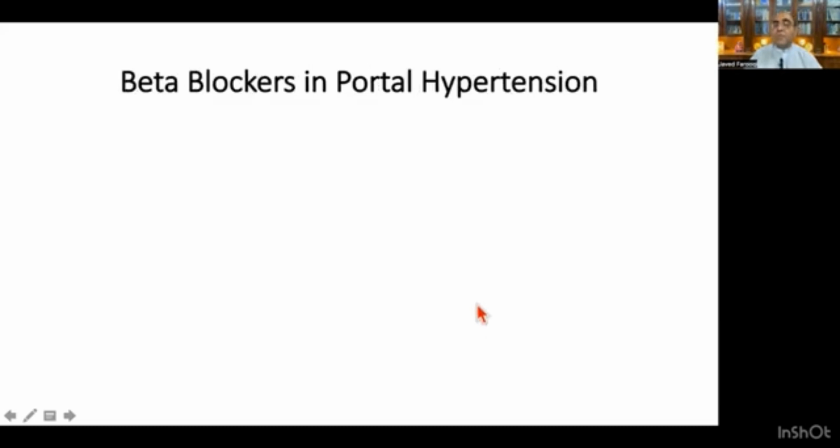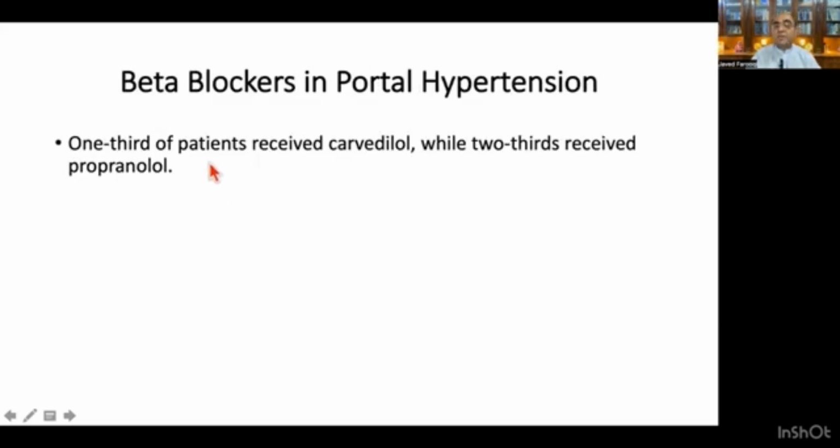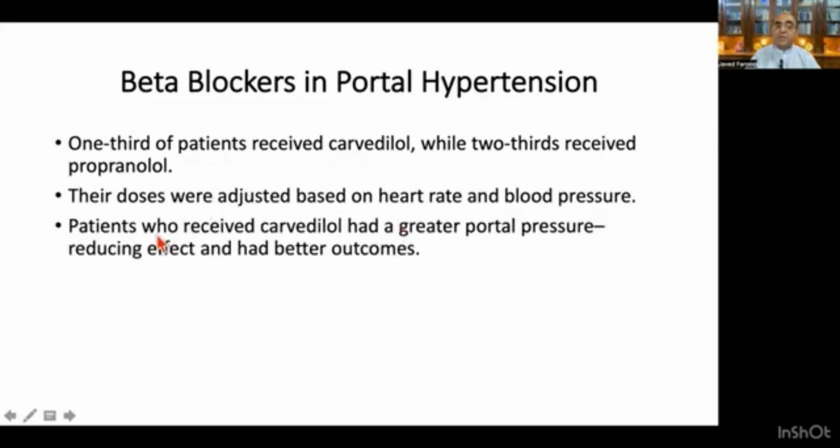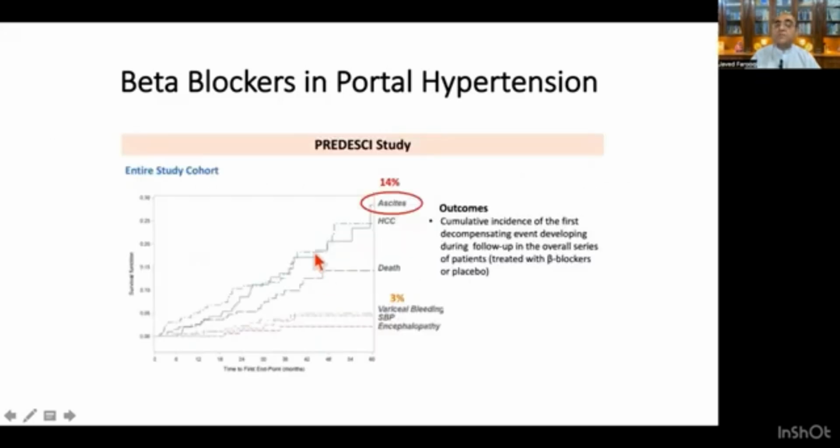So one third of the patients in the trial received carvedilol, and two thirds received propranolol. Their doses were adjusted based on the heart rate and blood pressure. And patients who received carvedilol had a greater portal pressure reducing effect and had better outcome. And this is the entire study cohort.